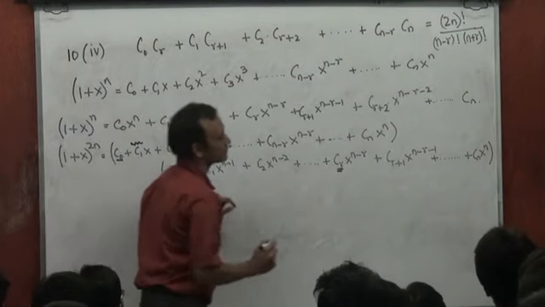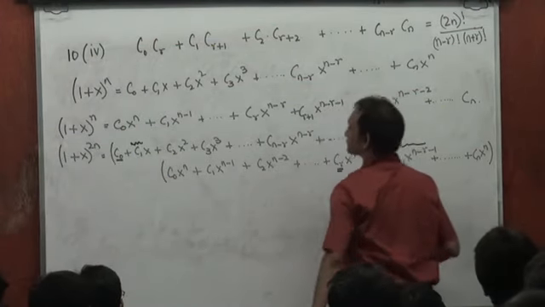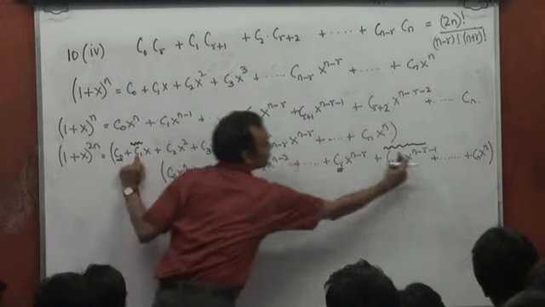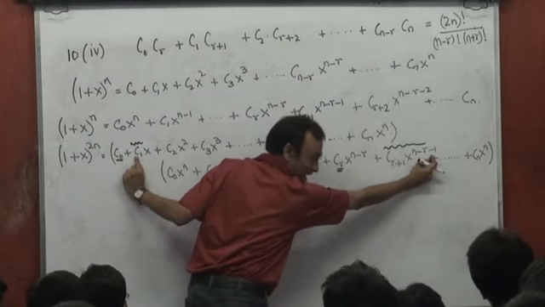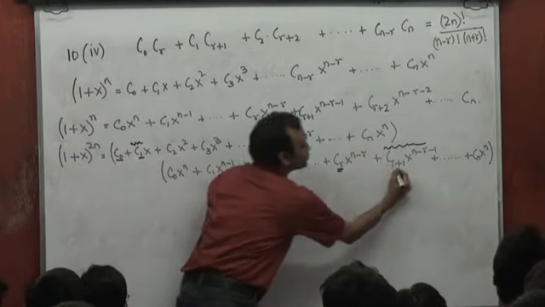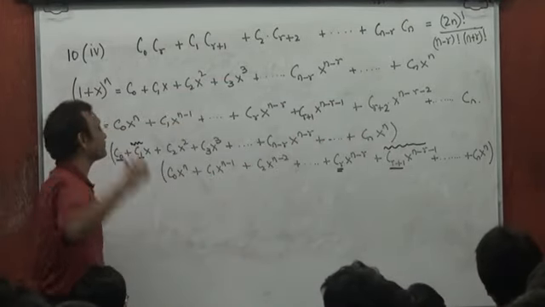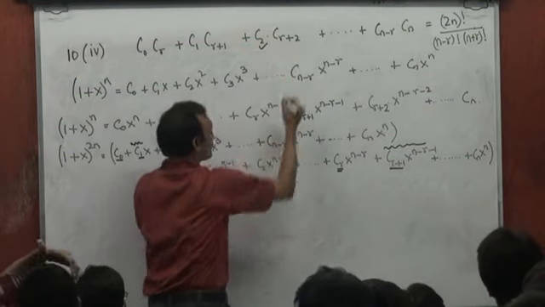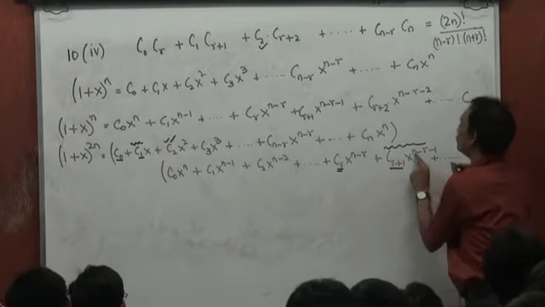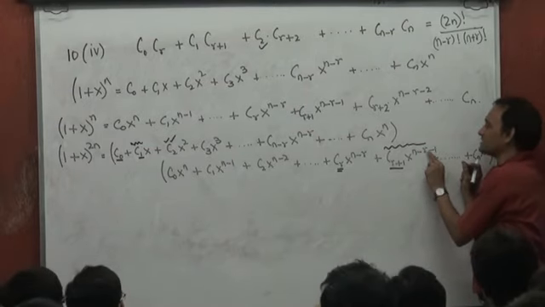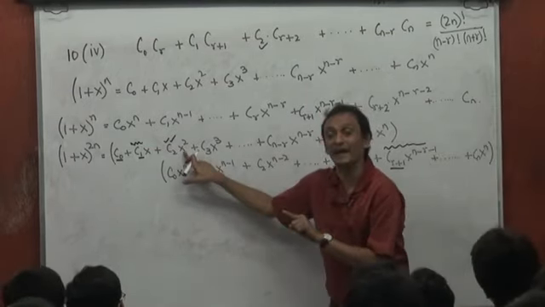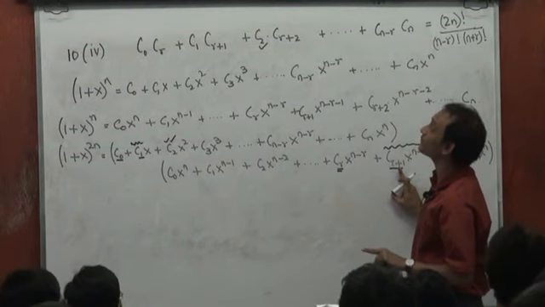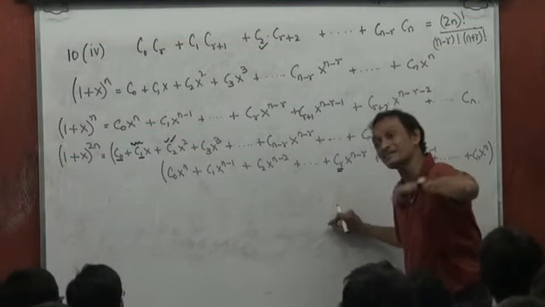C1, Cr+1, x^(n-r), once again, why? x^(n-r-1) into x would be x^(n-r), right? So that's C1 into Cr+1, x^(n-r). C2 x squared, see, this is C2, Cr+2. Cr+2 would have x^(n-r-2), and x^(n-r-2) into x squared would be x^(n-r). So again, C2 Cr+2 x^(n-r), yes or no?